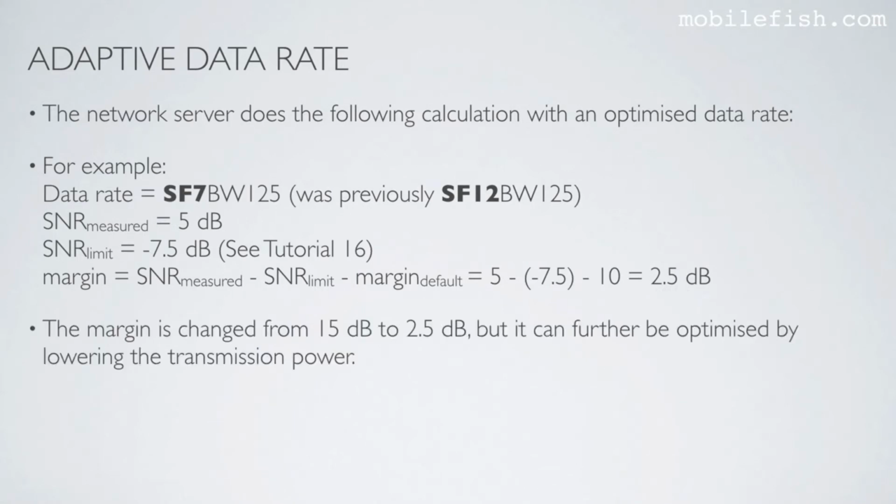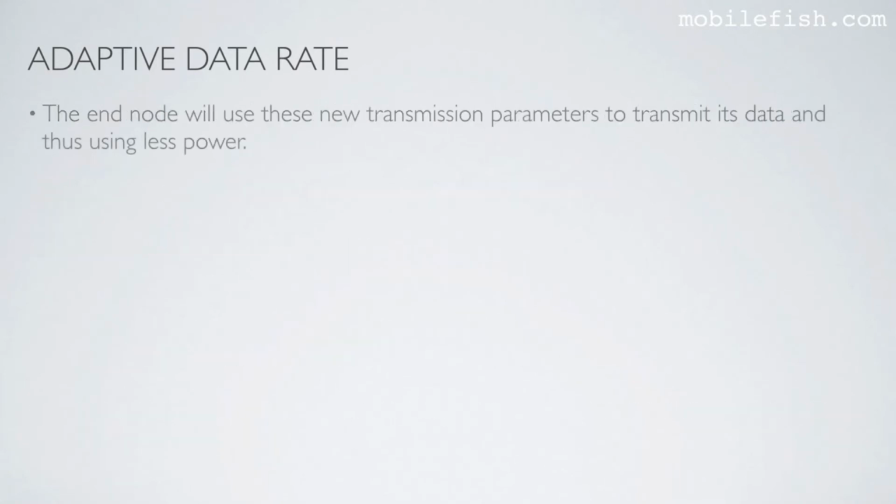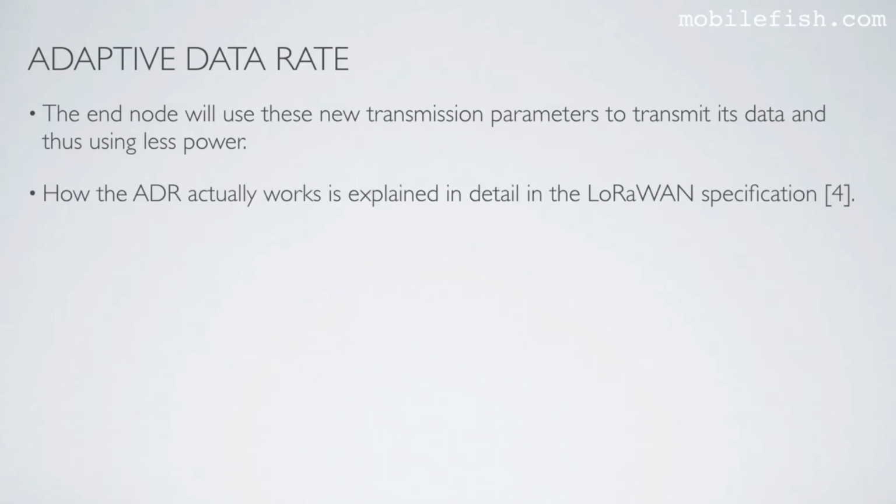The margin is changed from 15 decibel to 2.5 decibel, but it can further be optimized by lowering the transmission power. This optimized data rate and/or transmission power are the transmission parameters calculated by the network server and sent to the end node. The end node will use these new transmission parameters to transmit its data and thus use less power. How the adaptive data rate actually works is explained in detail in the LoRaWAN specification.